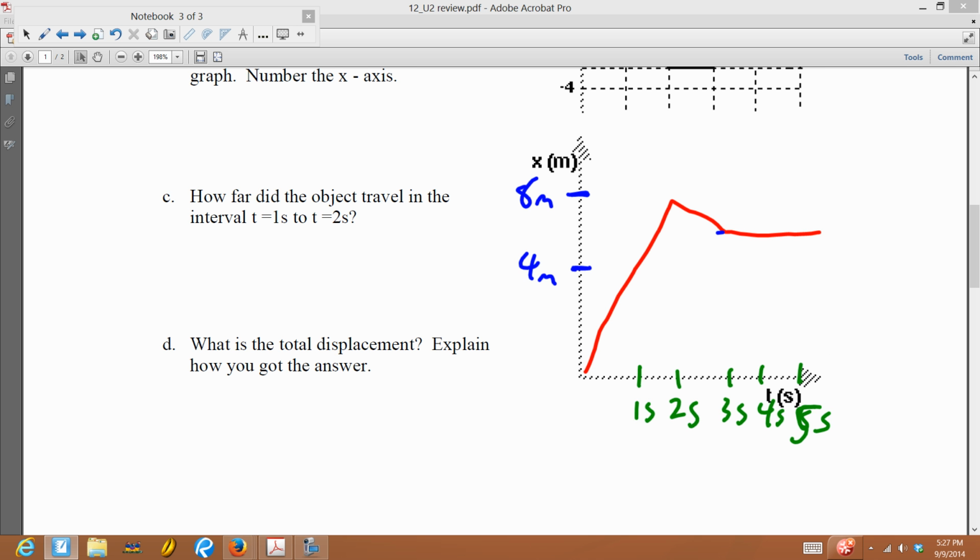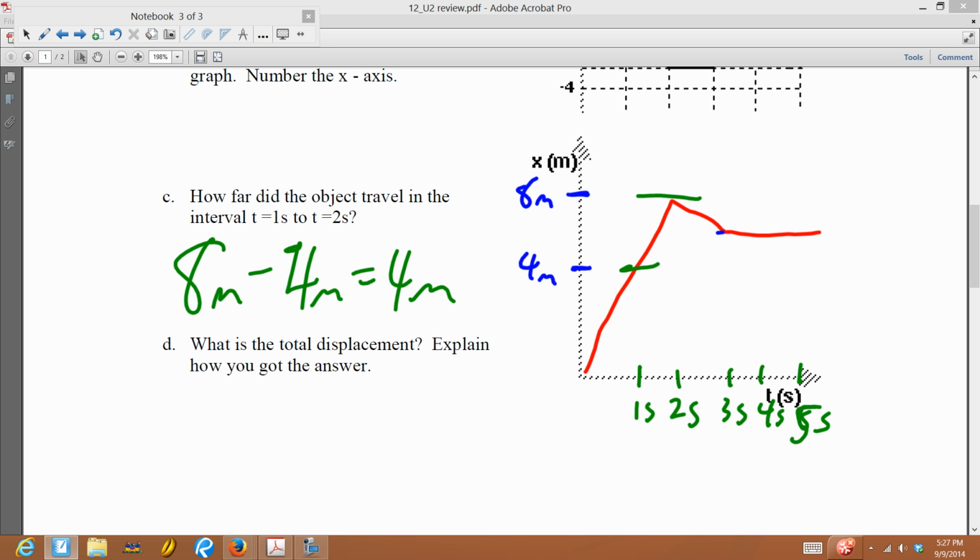All right. How far did it travel from 1 to 2? Again, I could have done this from the previous graph. I could also do it here. I could look at it right here at 1. And I could look at it right here at 2. And I could say 8 meters minus 4 meters equals 4 meters. It's the same answer I got up above.